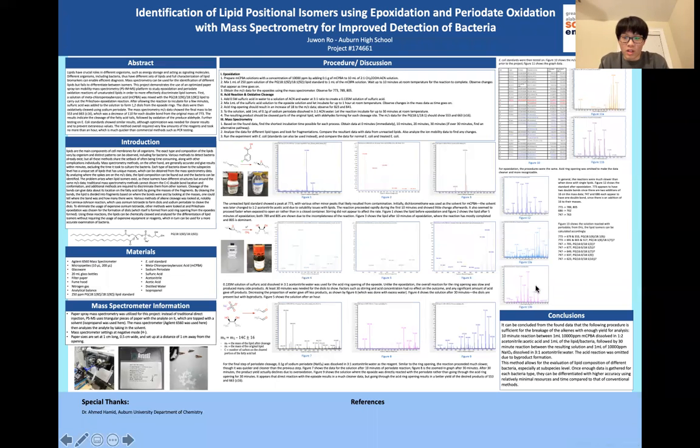So in conclusion, the method allows for evaluation of lipid composition of different bacteria, especially at the subspecies level where the m/z data is practically indistinguishable. By doing this, we can further differentiate the mass data of each bacteria and thus develop a new method for bacteria detection.